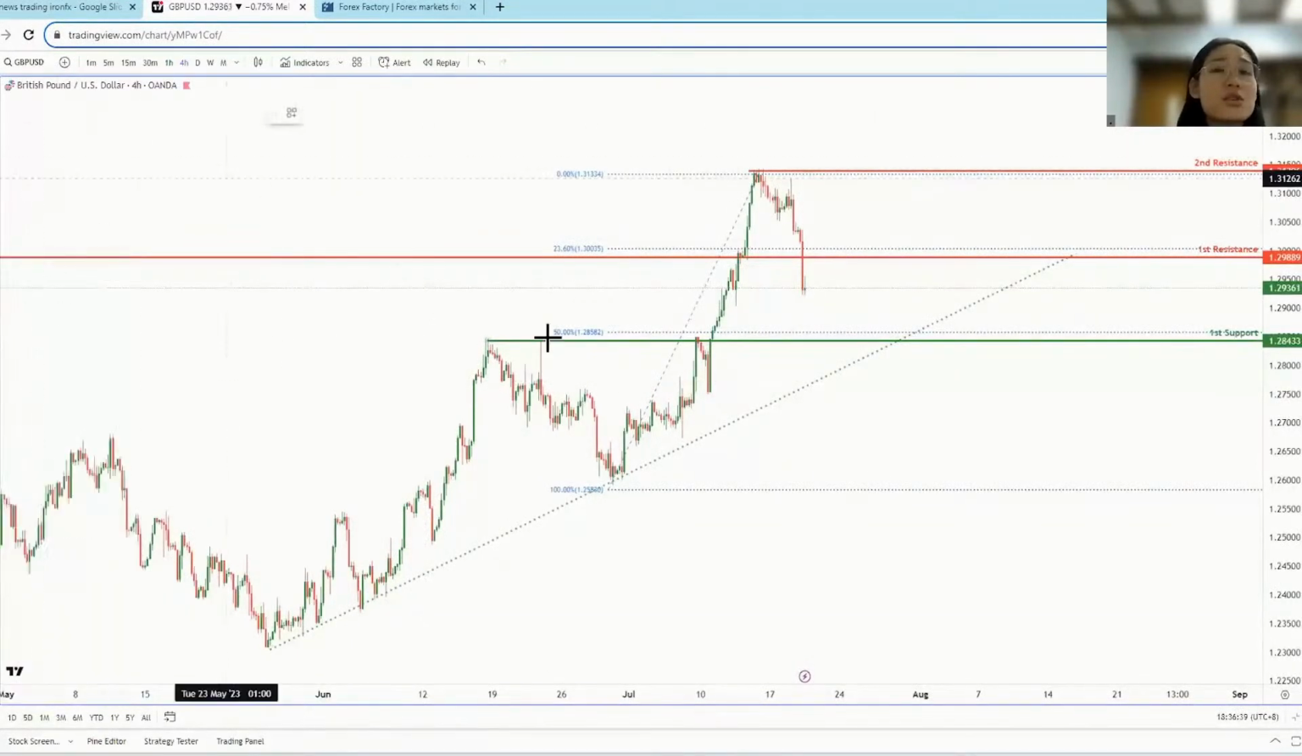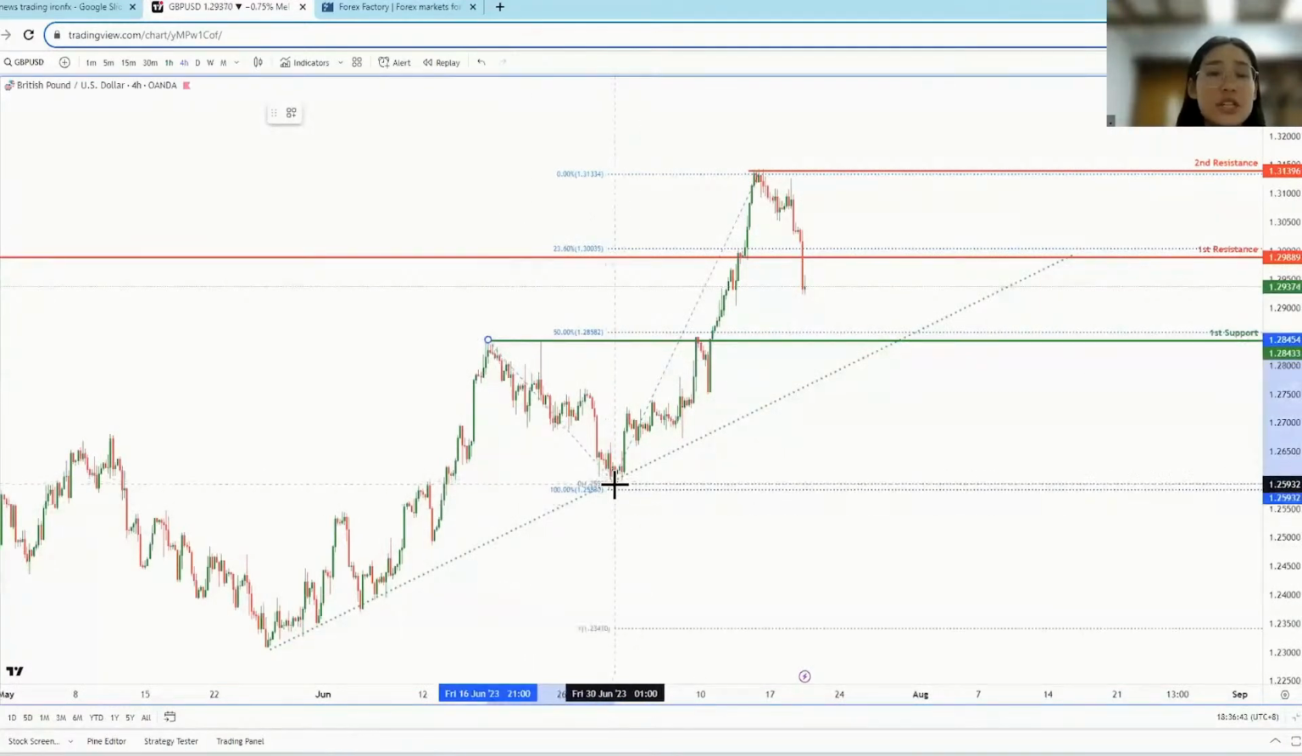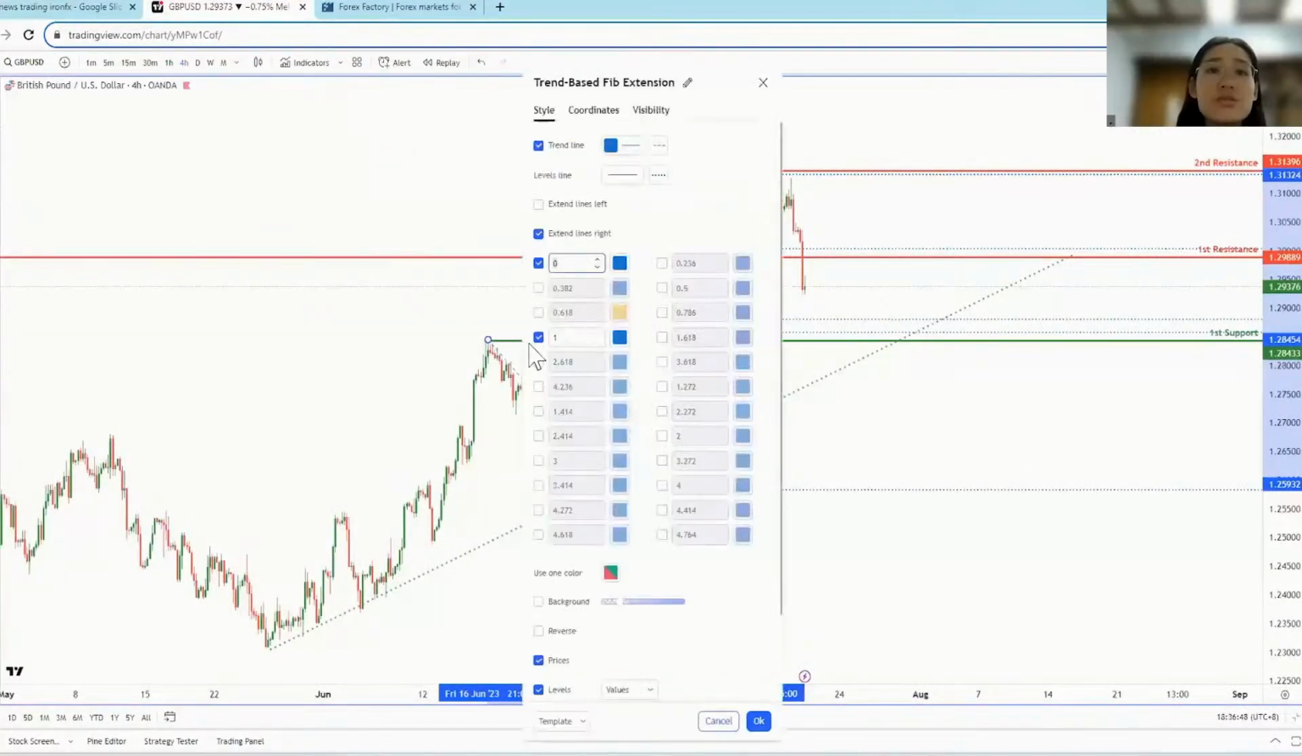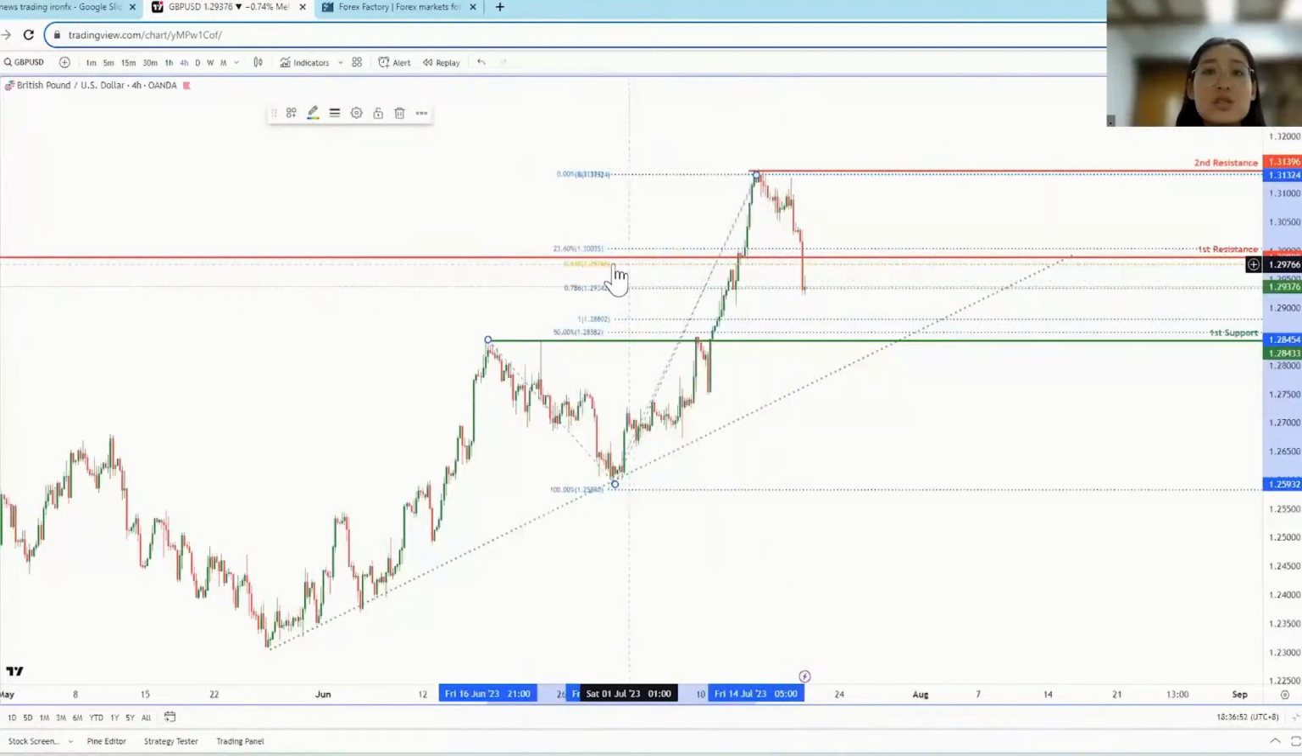Okay, and then I'm going to look for a Fibonacci projection now. For our Fibonacci projection, we use these three levels: 61.8, 78.6, and 100%. Even though my 61.8 lines up nicely with my first resistance, it's no longer valid because price has already cut through this level. So none of the levels are valid. I'm going to remove this.